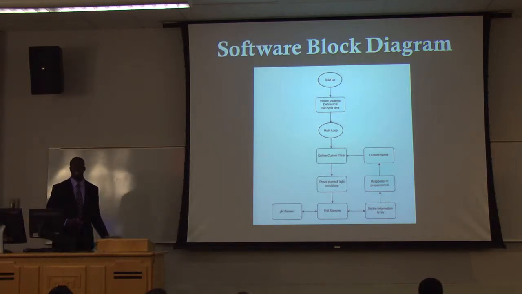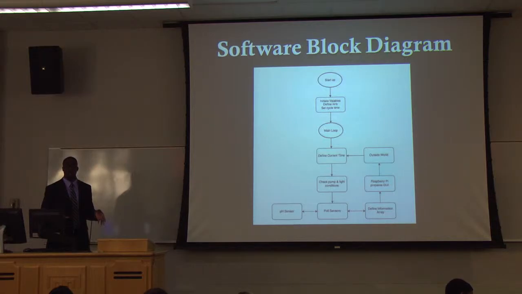We have our initiate variables and define IO port state, which will be able to define all of our variable names and the different IO port configurations we'll be using. In the main loop, we have define current time, which will convert hours to minutes and seconds and define specifically what we want as far as each pump, how long we want each pump to be on for, how long we want the lights to be on for in seconds and minutes.